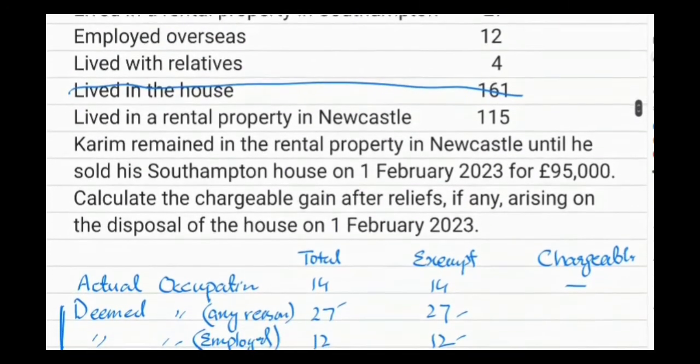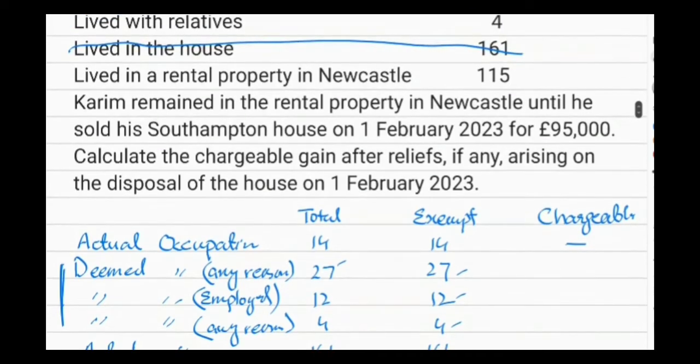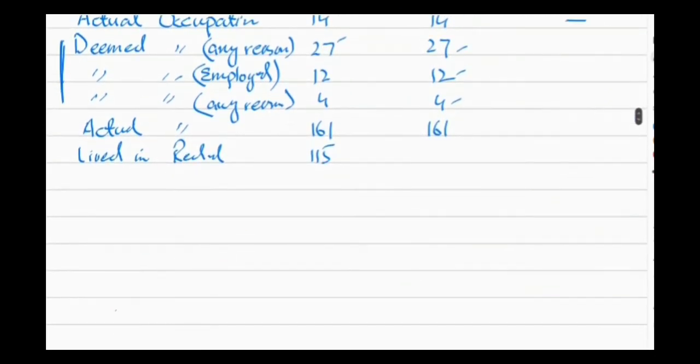And then after this, he lived in a rental property in Newcastle. The lived in rental period is 115 months. Kareem remained in the rental property in Newcastle until he sold his Southampton house on 1st February 2023. After that he sold his house.